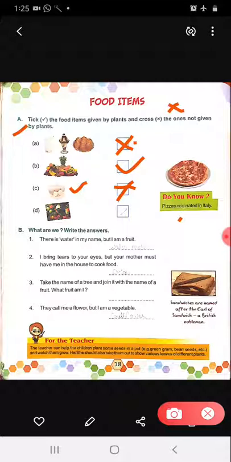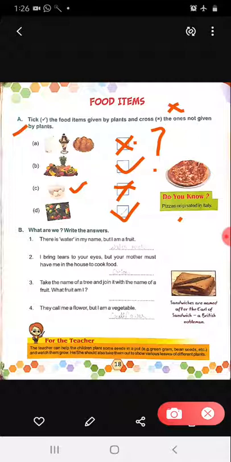Okay, and the last, here are the pictures of different types of vegetables. So we know that vegetables come from where? Plants. So make a right mark in this box. So what is the purpose of giving this question? The purpose is to identify whether it comes from a plant or is man-made or anything else. Okay, so this is a good question.